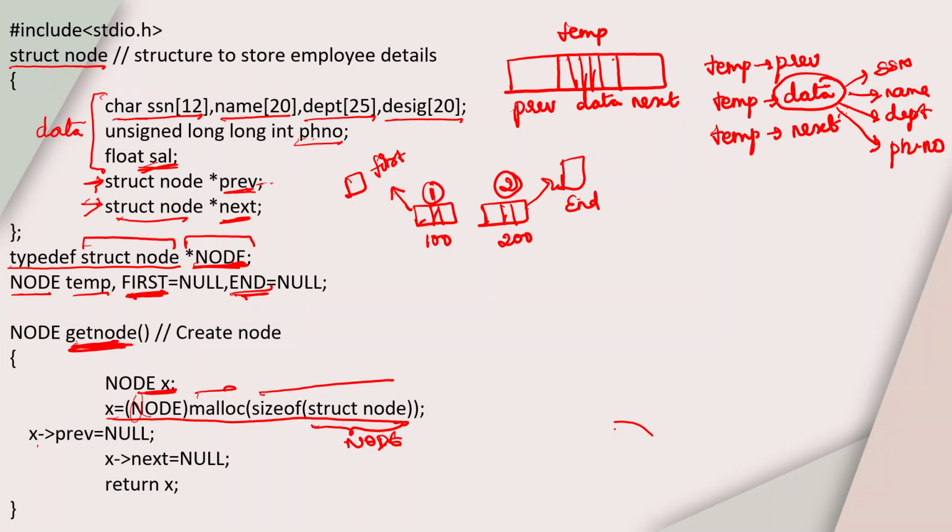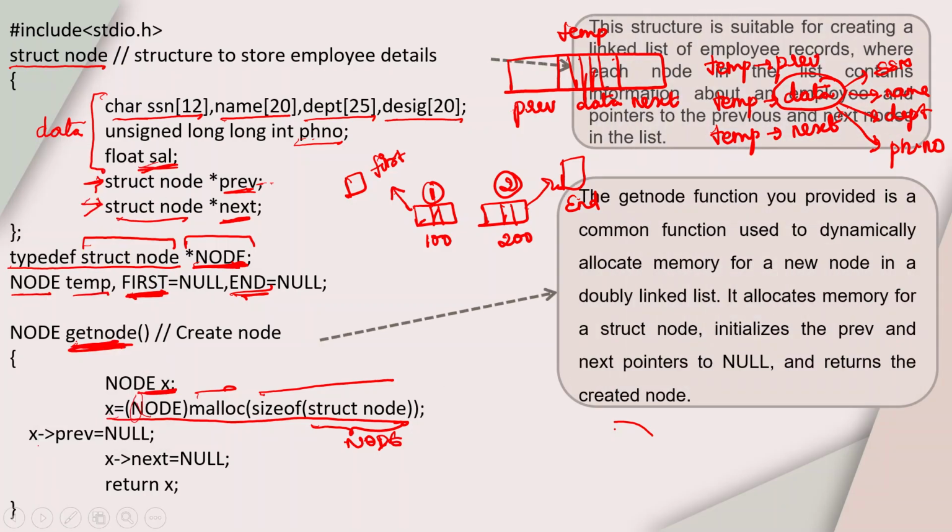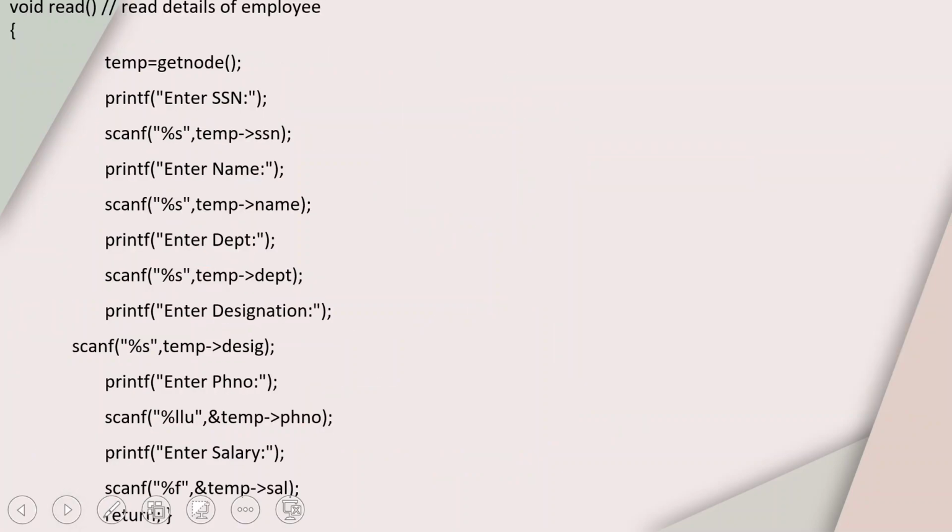And because there are three parts, while you define the x of previous, it is assigned to null, and x of next is also assigned to null, because right now there are no other nodes. So there is no previous node, there is no next node. So both are assigned to null and will return the value of x that you have just created. Now let's go to the next part.